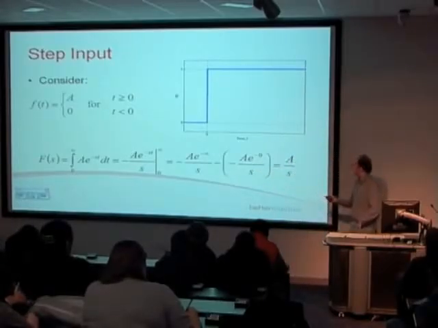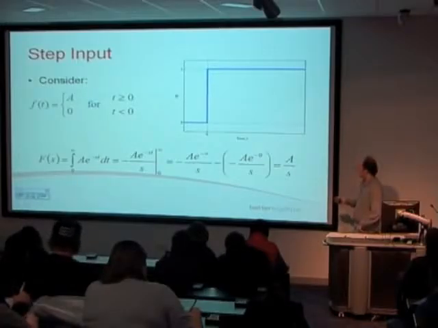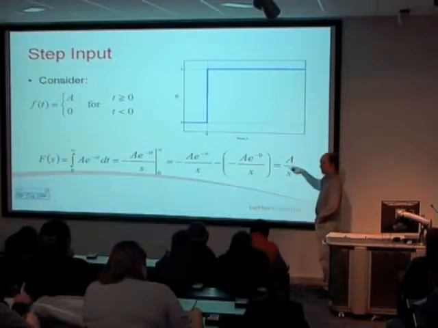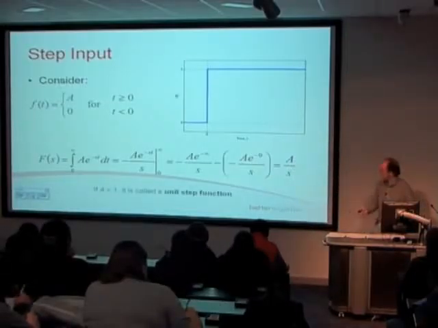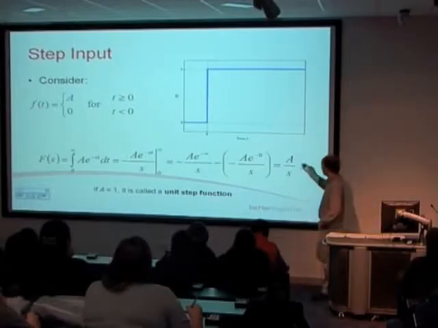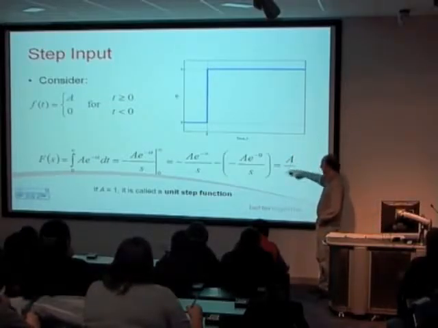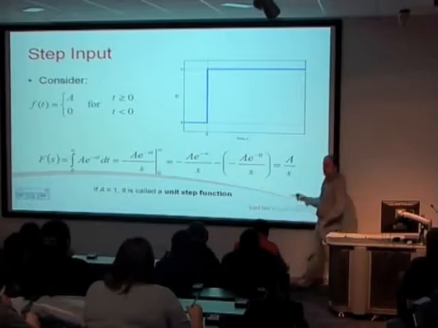So for a step input, that is your input: a divided by s. So that's a step input. What about a ramp input? And of course, if a is 1, then this is called a unit step function.